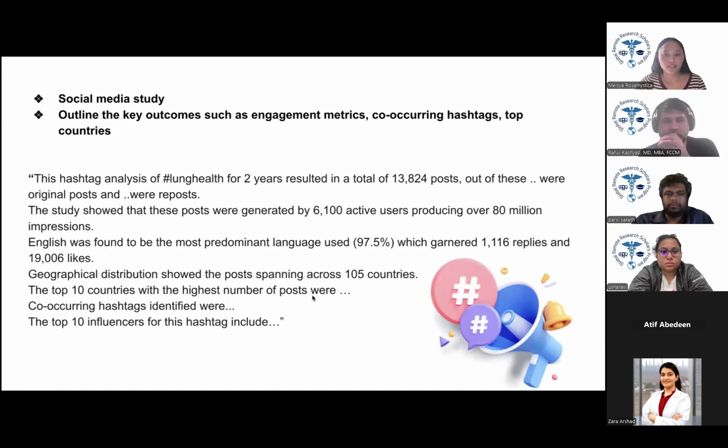Now moving on to the social media results. For the social media results, it's pretty simple. You just mention the number of overall impressions of the hashtag analysis study. You mention the engagement metrics: how many engagements, how many likes, number of posts, and number of views, very concise in active sentences. And then you talk about the top countries, co-occurring hashtags, and top influencers. So it should include the main important or key metrics that you analyzed in the first place.